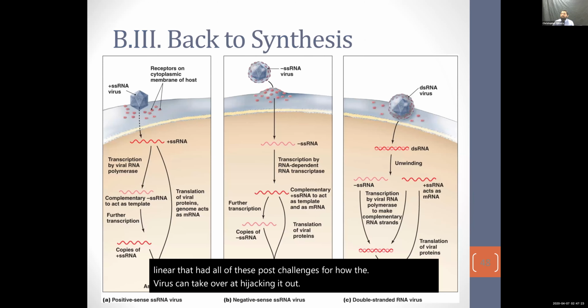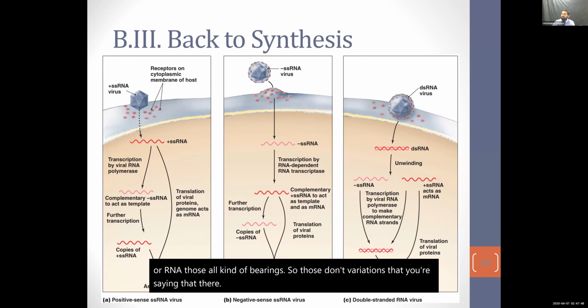So reminding you that there are versions of the senses. The idea here is if it's positive sense, it can go directly into making protein. If it's negative sense, it has to go back and make its complementary strand and make more. And remember, whether it's DNA or RNA, those all vary. So those are the variations that you're seeing up there.